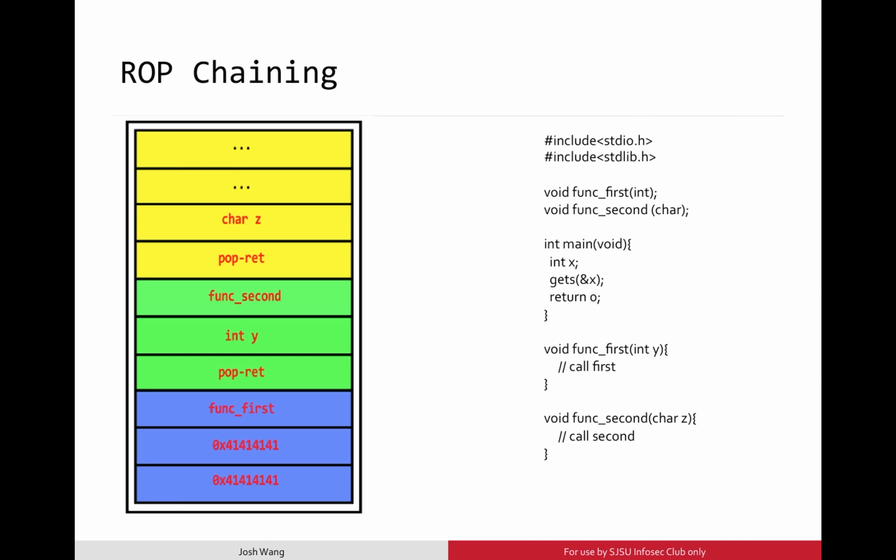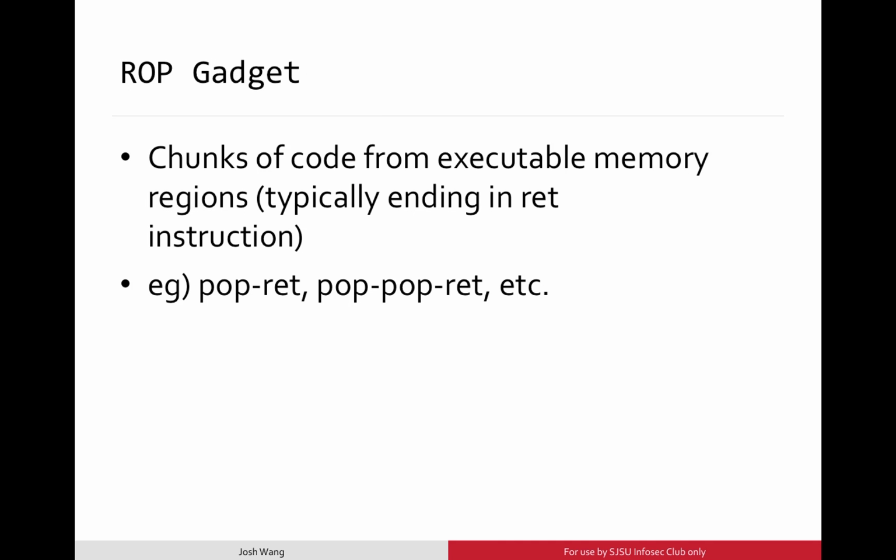You're chaining together different function calls through these things called ROP gadgets. ROP gadgets are basically chunks of code from executable memory regions that typically end in a return instruction. So like pop ret, pop pop ret, pop pop pop ret, those are all just ROP gadgets.